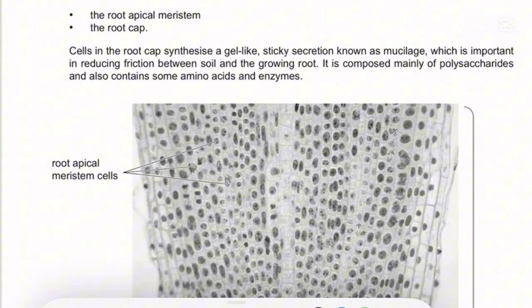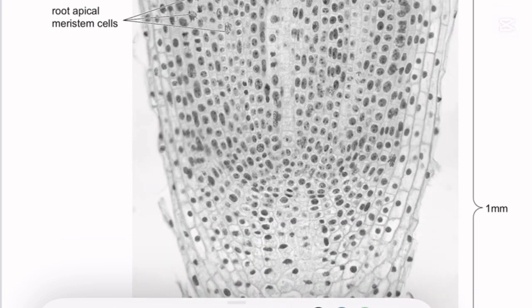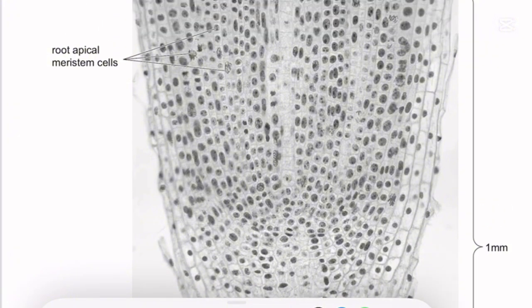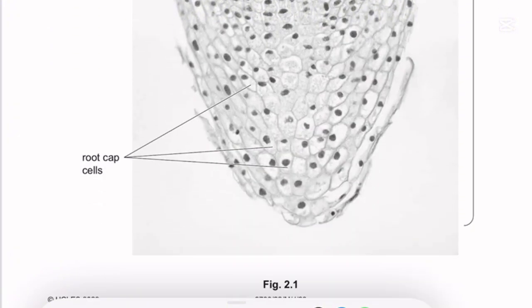Two different regions are visible, the root apical meristem and the root cap. Remember, the meristem is a point where lots of division is going to happen, so it's the growing part of the root. So you have the root apical meristem cells, and here we have the root cap cells.